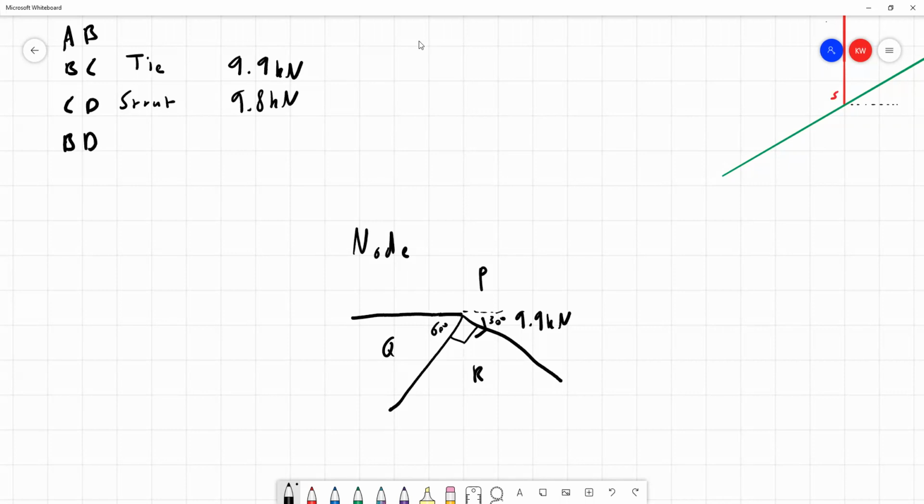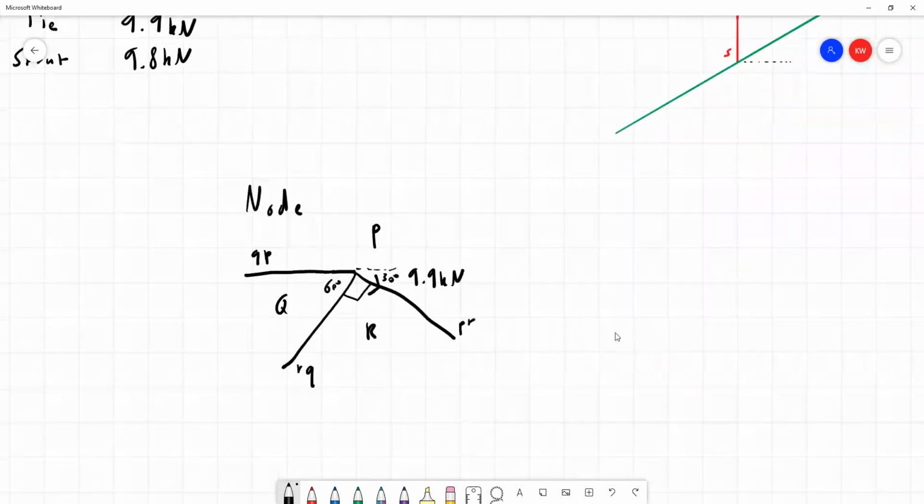And also, the last thing we should do is label all of our vectors as well. So we'll label this vector PR, this vector RQ, and this vector QP. And again, this labeling is done so that we know we're going to join RQ to one end of PR and QP to the other end for the scale diagram that we now draw.